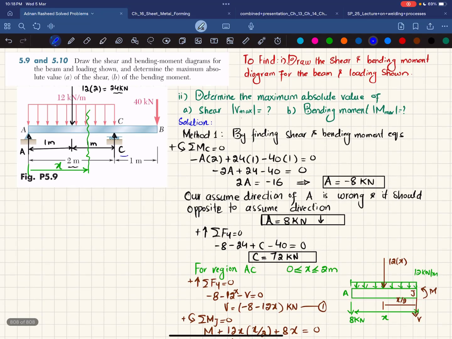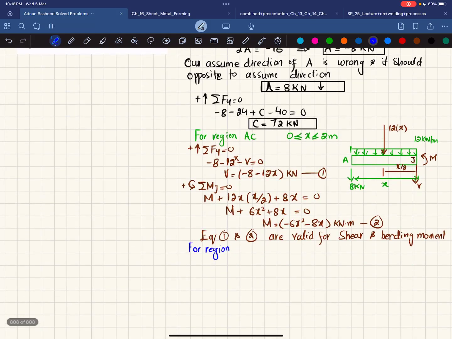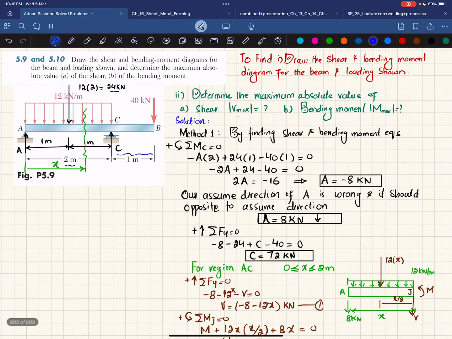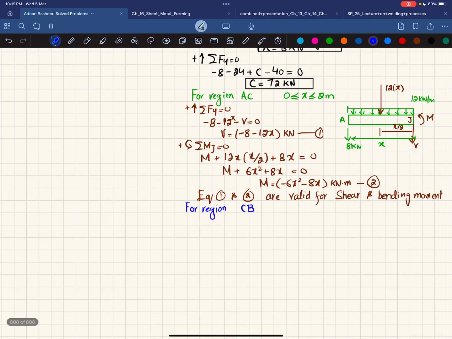So you can see this is the region CB. For region CB, I will cut the beam somewhere here, and you can see this will be X. Clear? Now you have one portion, this one, and another one on the right side. So we will take the right hand side. You can also take the left, but you can see that the right hand side is simple to draw. So I will draw the right hand side. The free body diagram will be like this.